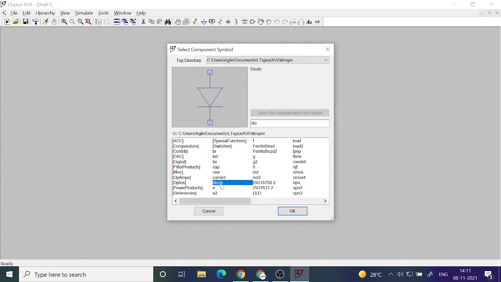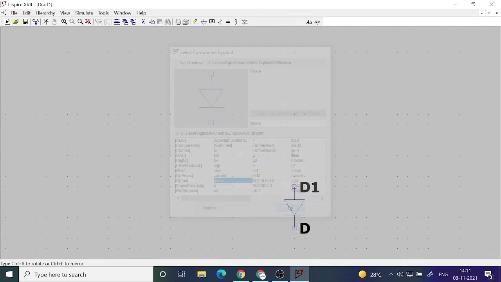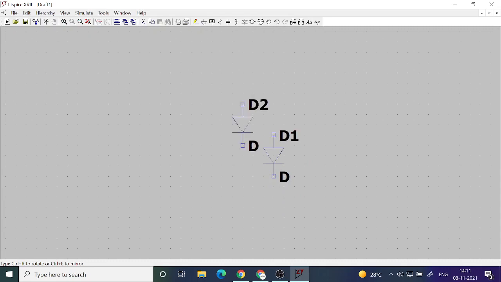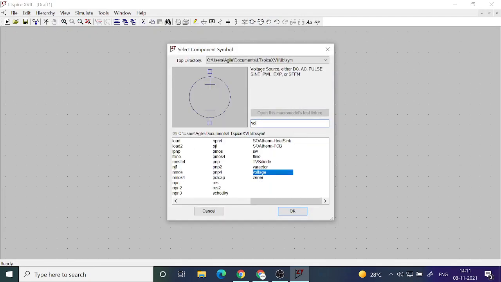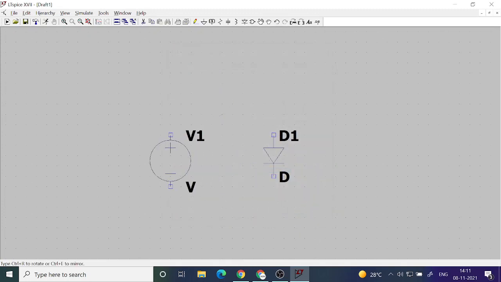So you have this diode here. Take one. Then you require a voltage source. So you take one voltage source.